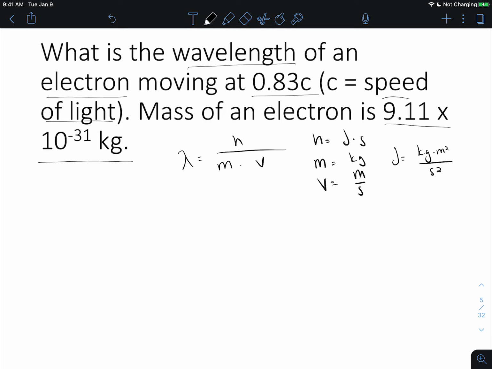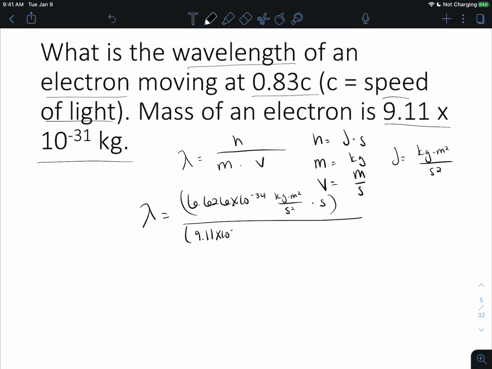Okay, so let's go ahead and check. We have 6.626 times 10 to the negative 34 joules, which are kilograms times meters squared over seconds squared times seconds, all divided by mass, 9.11 times 10 to the negative 31 kilograms times our velocity, 0.998 times 10 to the 8th meters over seconds.